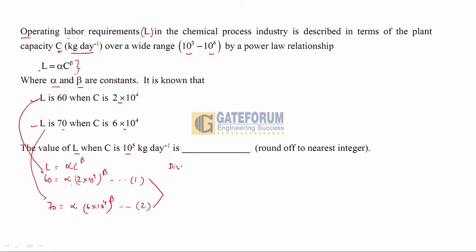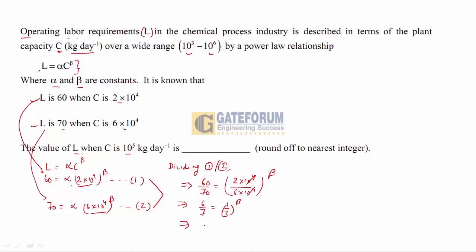So what we can do is divide 1 by 2. So we are dividing these two equations. What will we get? 60 by 70. Alpha divided by alpha will be cancelled. So what will remain? 2 into 10 to the power 4 divided by 6 into 10 to the power 4, whole to the power beta. This is how much? 6 by 7. Then the powers of 10 cancel. 2 by 6 is 1/3, to the power beta.